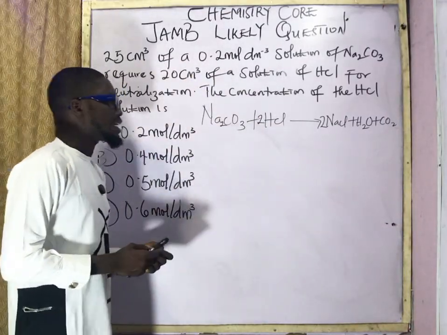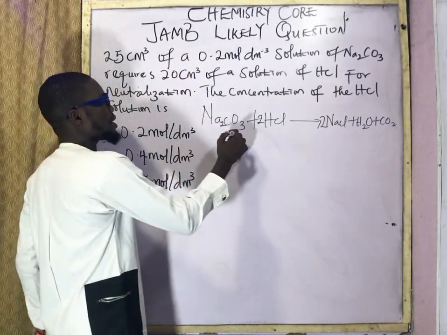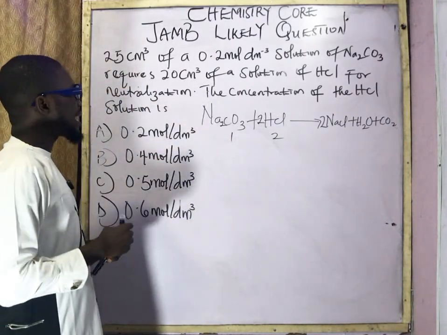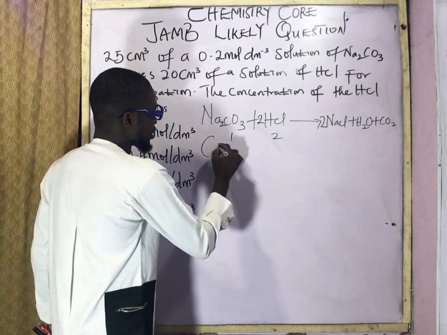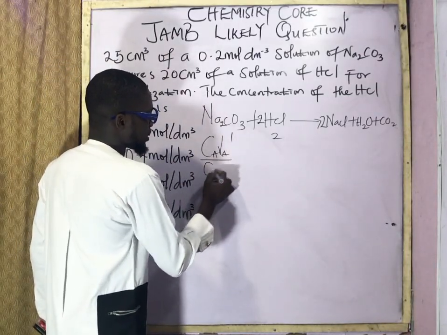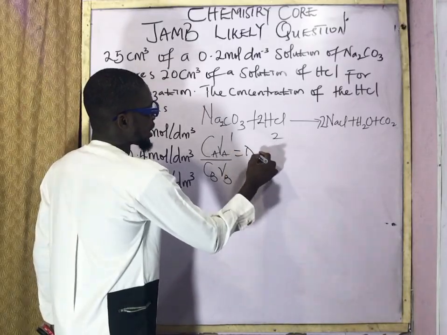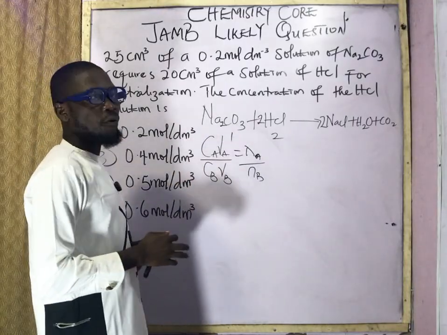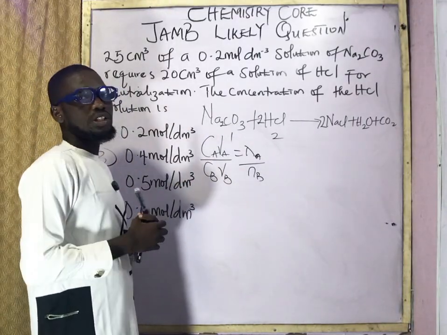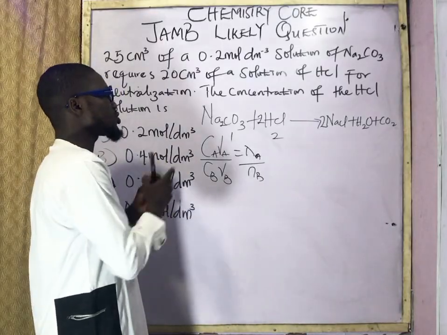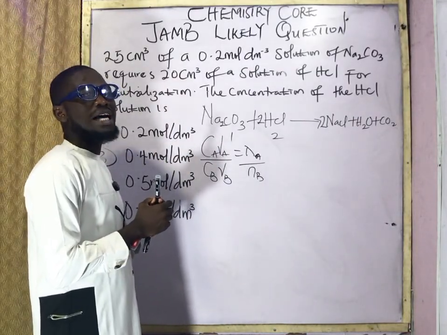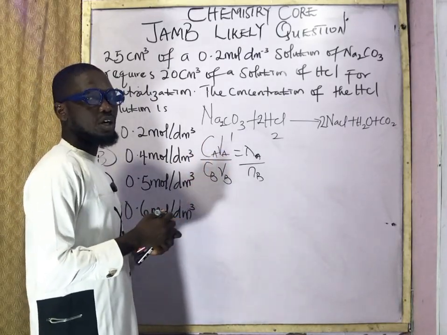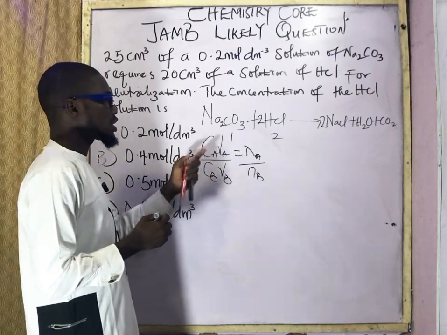Now that the equation is balanced, the number of moles for the base is 1. The number of moles of the acid is what? 2. So the formula to employ is CaVa over CbVb equals Na over Nb. To make it easier for you to solve, in case you come across this type of equation, you need to write out the parameters of each of the concentrations and the volume or the number of moles on the whiteboard. Ca stands for the concentration of the acid.